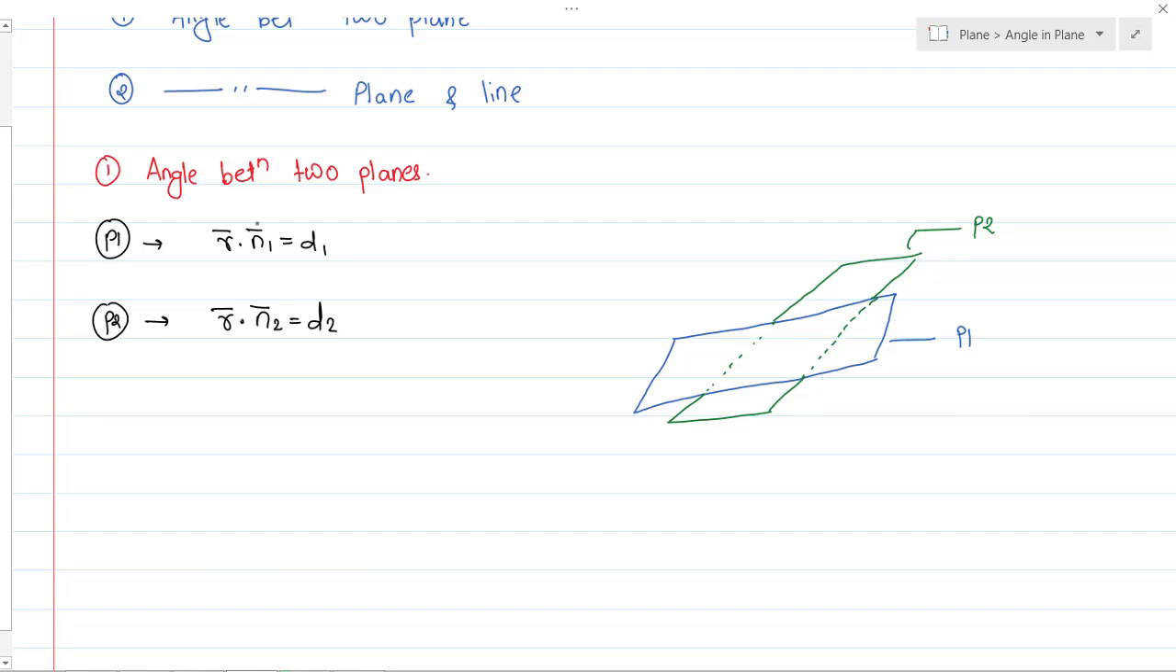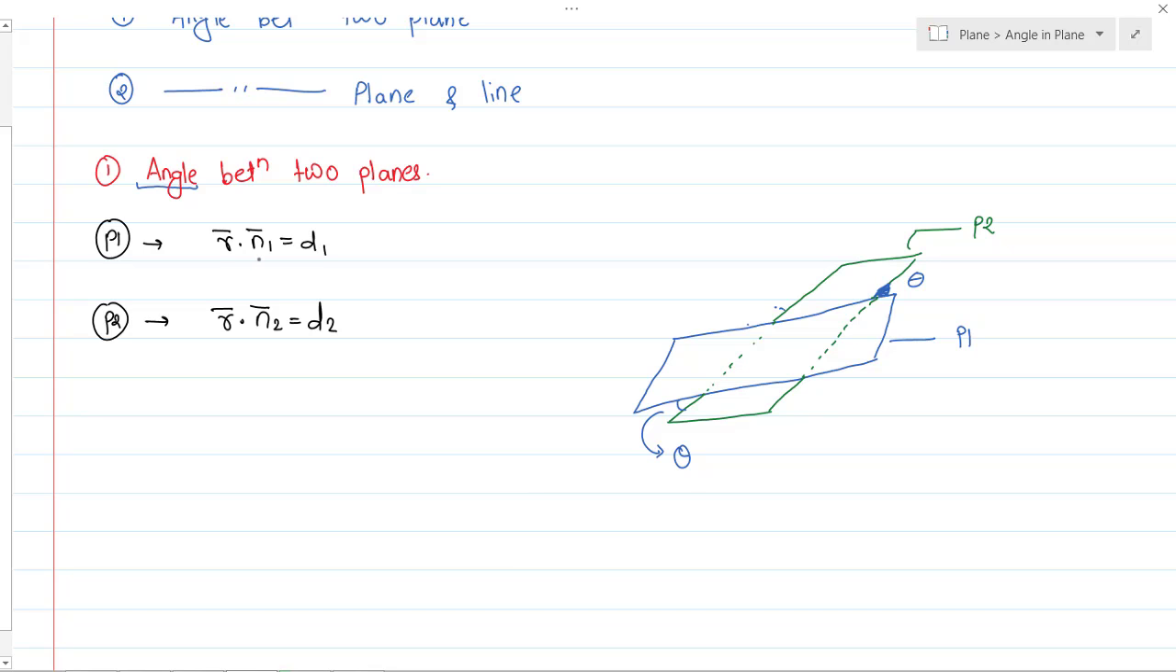What we have to find out is the angle between these two planes, p1 and p2. This is the angle we are interested in. Angle means they are asking for the acute angle. This could also be the angle, but in this section we will not look at it, because it becomes the obtuse angle. So we are looking at the acute angle, this theta.